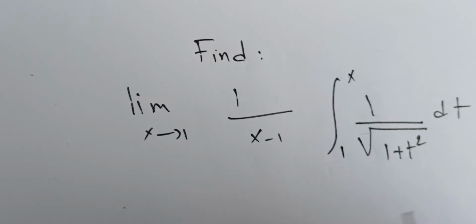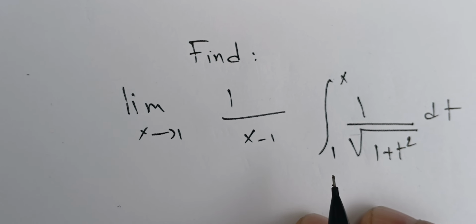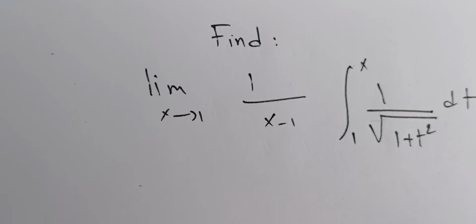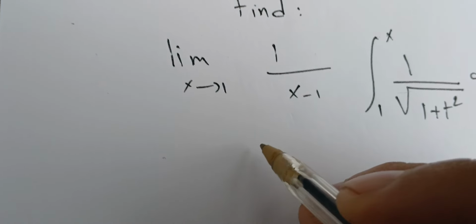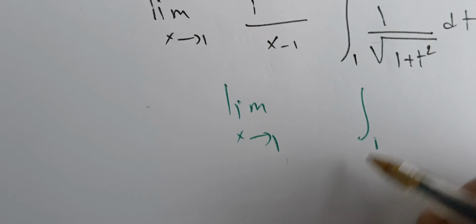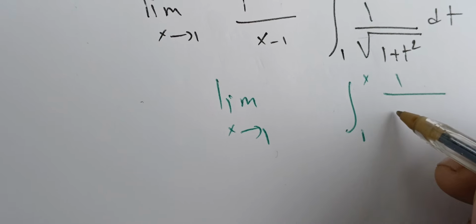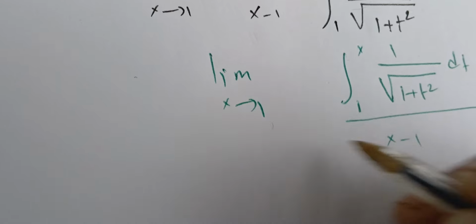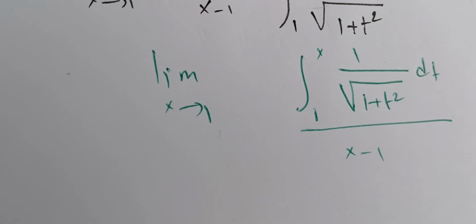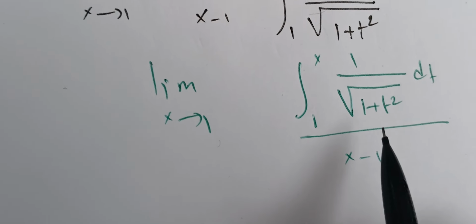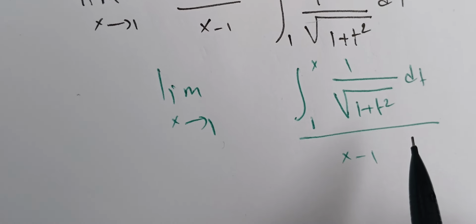There is another thing we can do: we can rewrite this in the following manner. As a product, we can write it as a ratio. Here we have the limit as x goes to 1 of the integral between 1 and x of 1 over the square root of 1 plus t squared dt over x minus 1. If we try and evaluate again, we will have 0 over 0, and therefore we can't conclude, and that means we have to do something else.